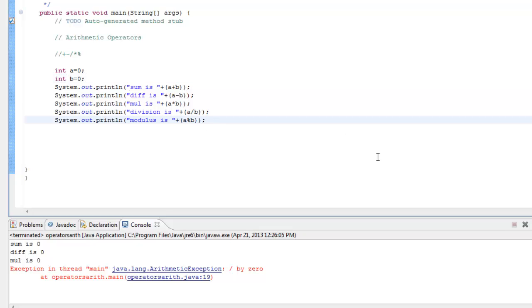So next we have the unary operators. So we'll see in the next tutorial.